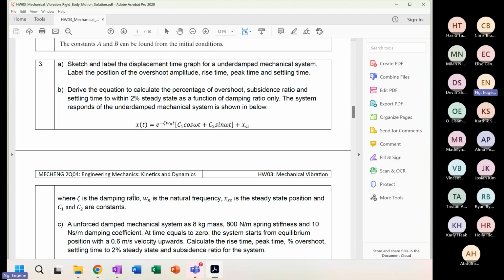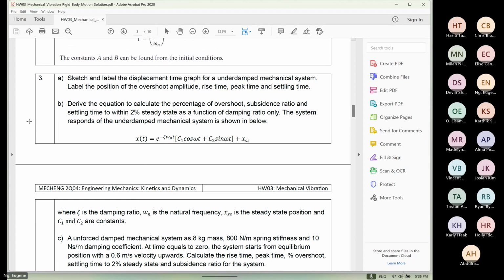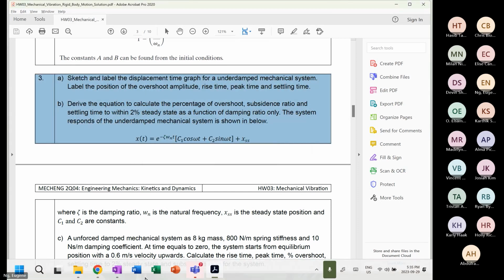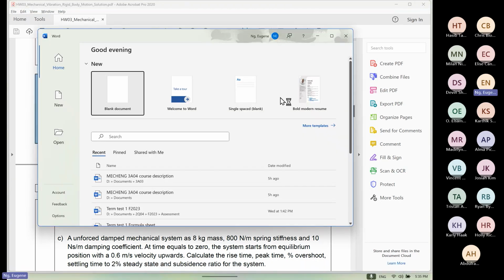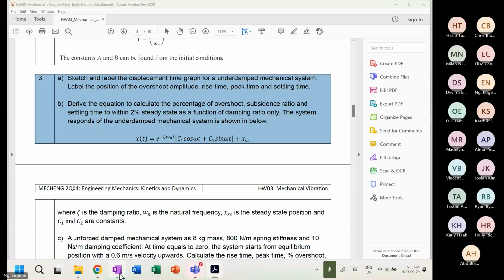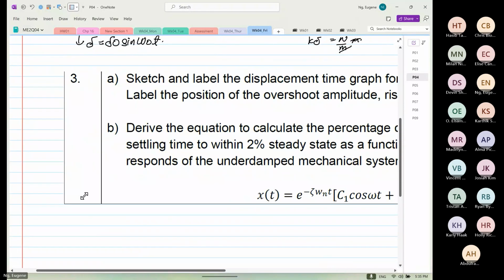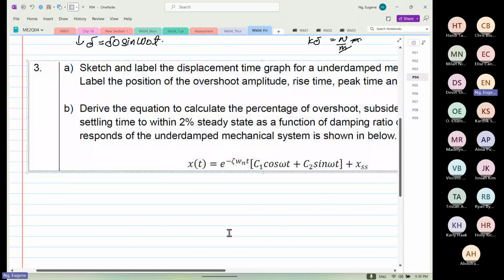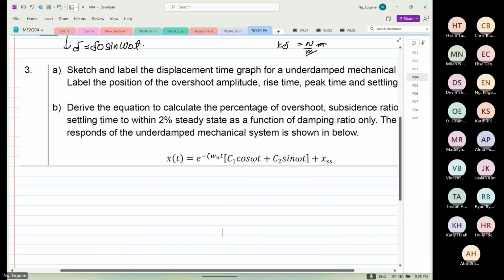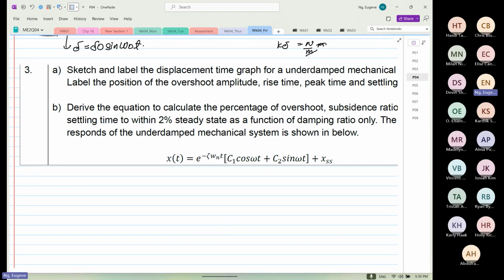So in order to do question number 3, the good thing about question number 3 is that the function has been given. I was thinking, don't give you that function. That's kind of evil of me, but I'm not Dr. Evil. So the function over there is given. The first part is sketch and label.